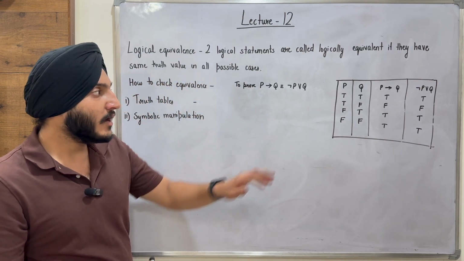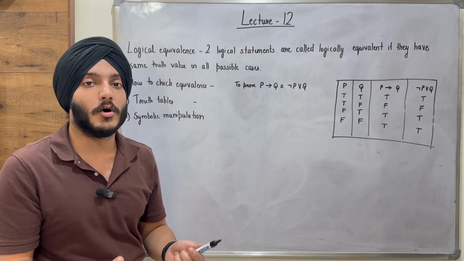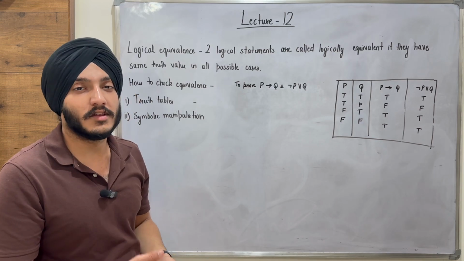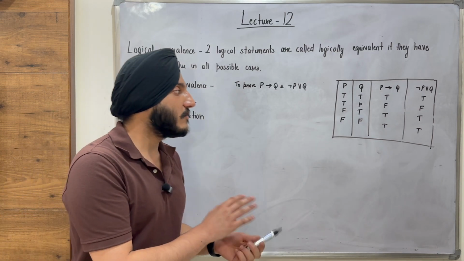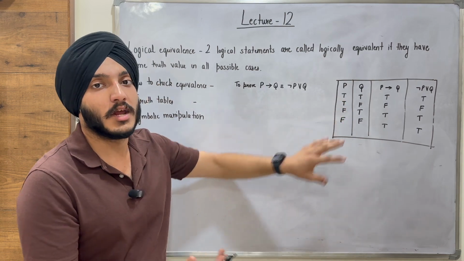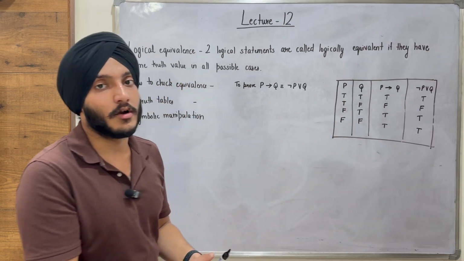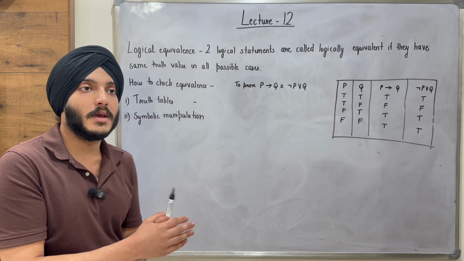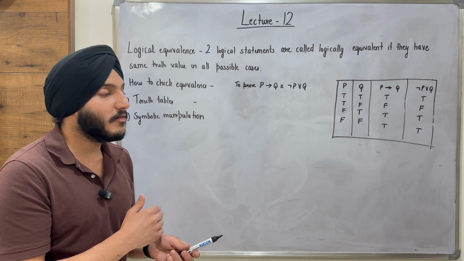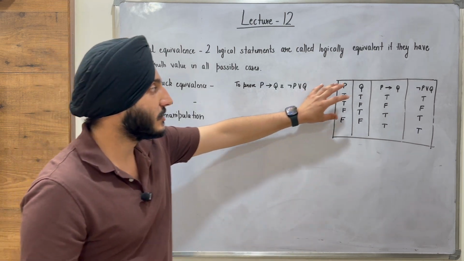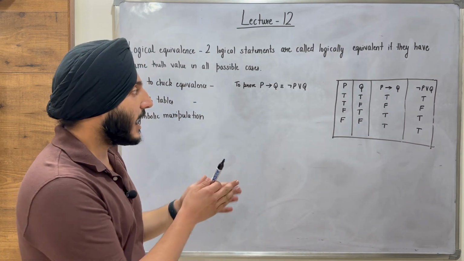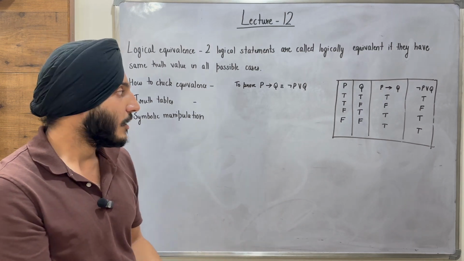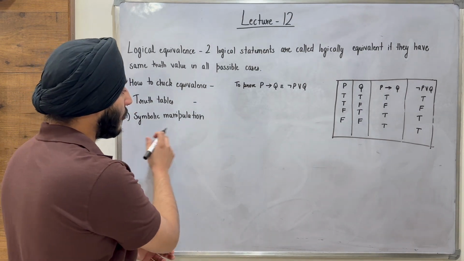Now, this is a very good way to solve when the equations are pretty small. For example, this one is a very small equation. If you have, let's say, an equation with 3 or 4 variables, you'll still be able to use truth tables to prove whether they're equivalent or not. But the problem comes when the equations are extremely long. You could get an equation with maybe 5 or 6 different propositional statements, and then it becomes very tough to draw all the truth tables and compare all the truth values. So in that case, we basically use symbolic manipulation.